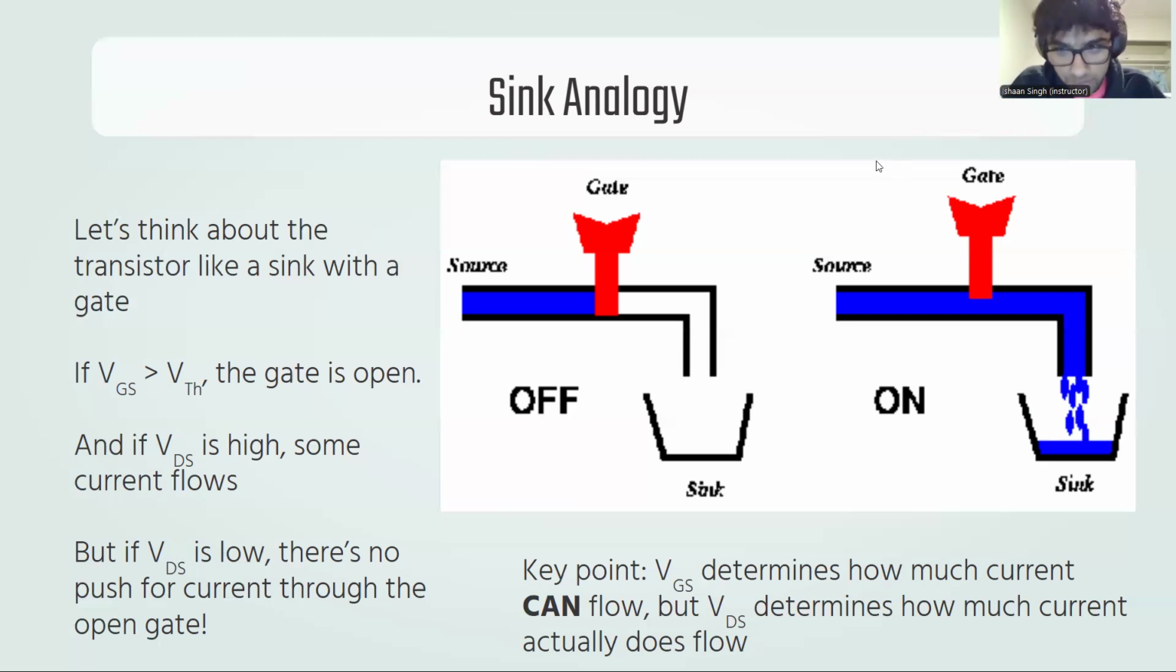But yeah, VGS determines how much current can flow. The VDS determines how much current actually does flow. Are we all clear on that? Are there any questions at this point? Any confusions? Okay, let's move on then.